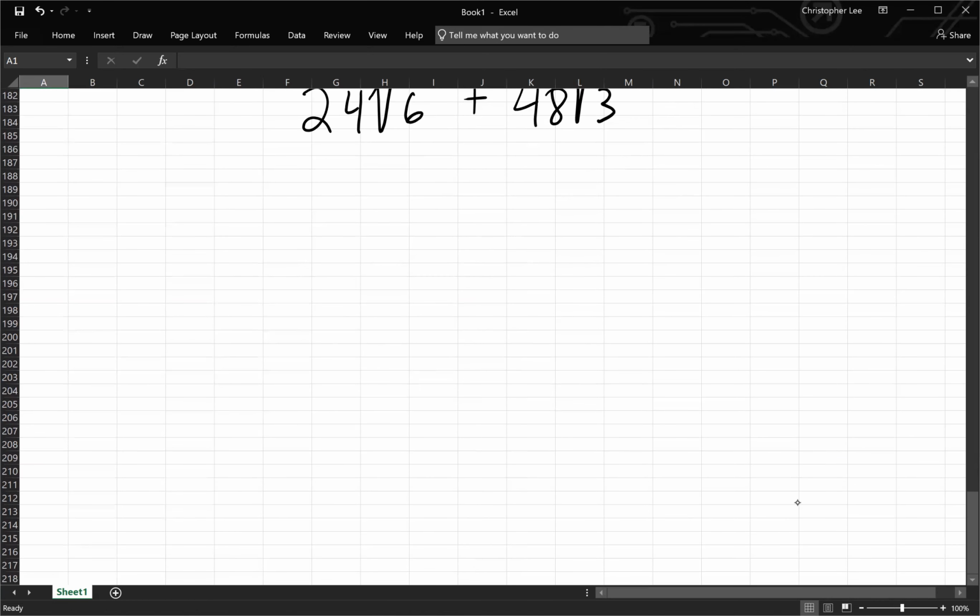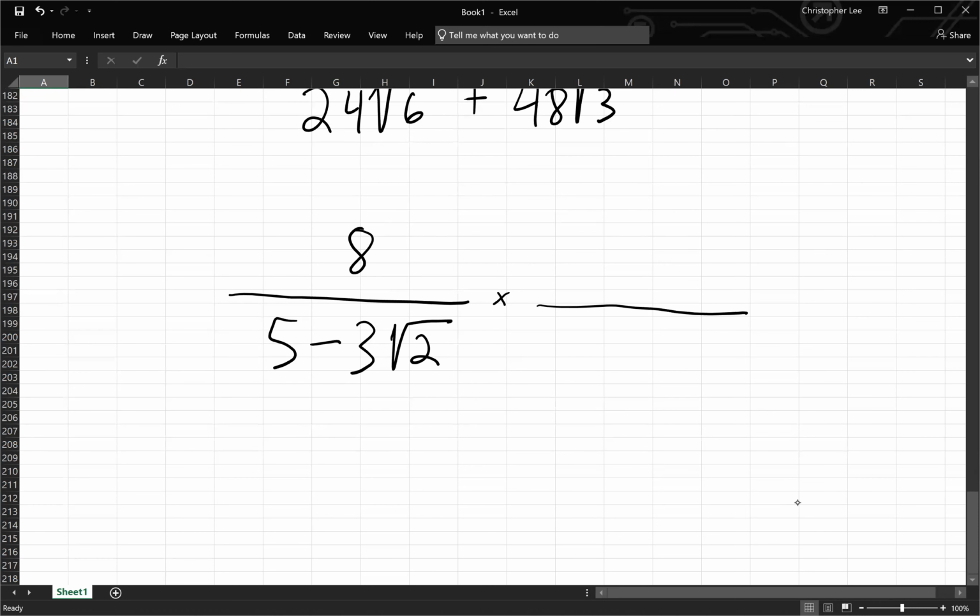Go ahead. 8. What? 3? Uh-huh. 2. So to answer this, you multiply by the conjugate, right? So the conjugate of this is literally the same thing in the denominator, but instead of a minus, you put a plus, right? So it becomes 5 plus 3 square root 2. What you do to the bottom, you do to top. 5 plus 3 square root 2, just like that. And just multiply straight across, and that's it.